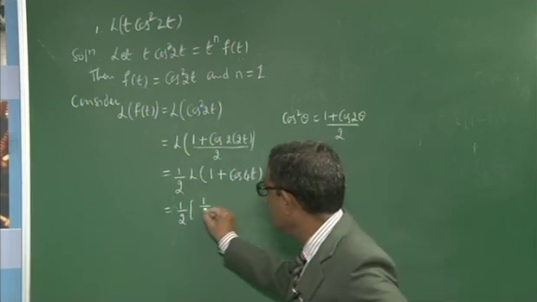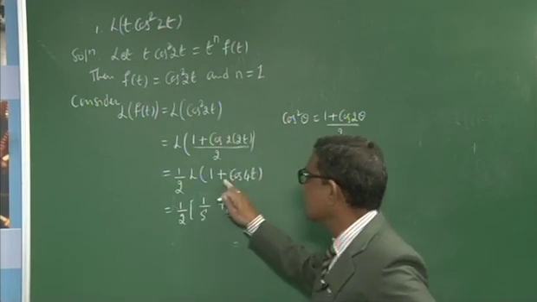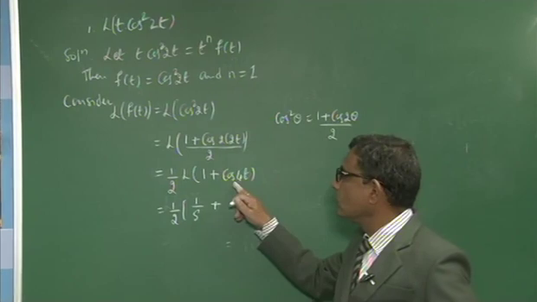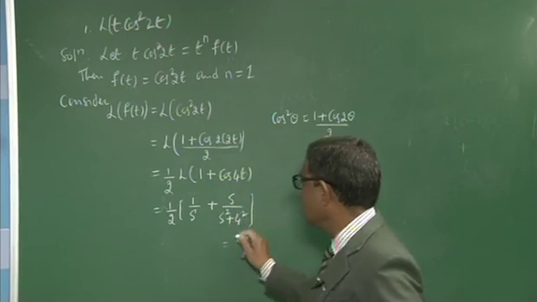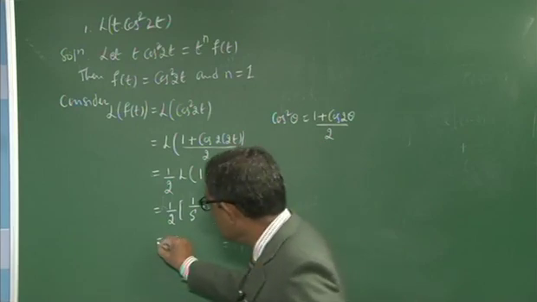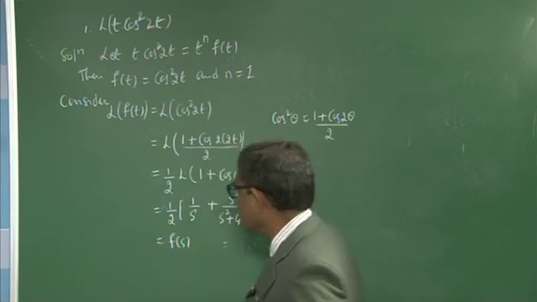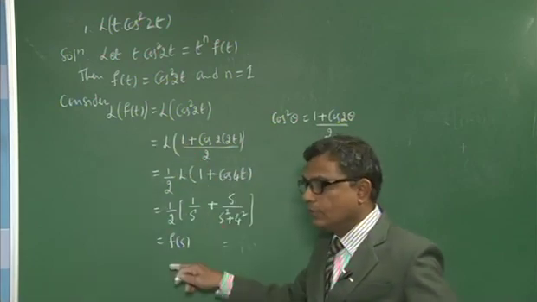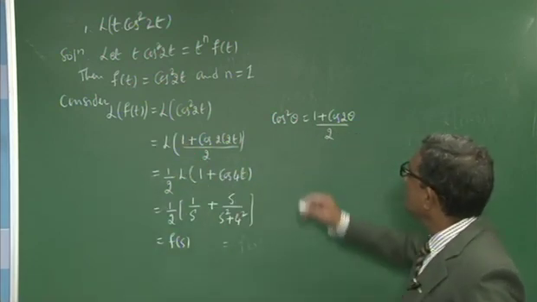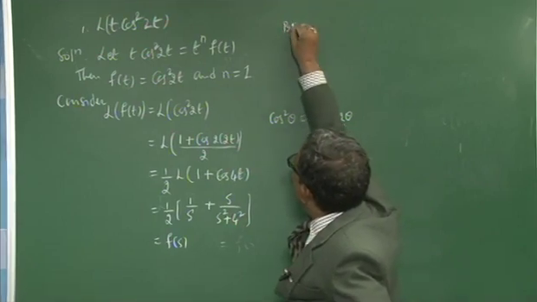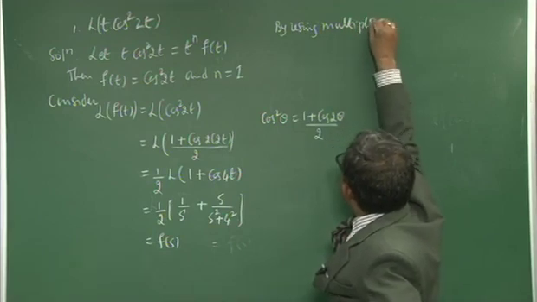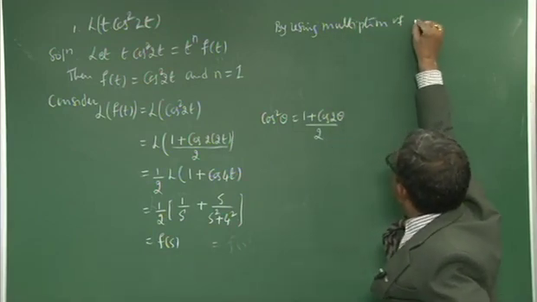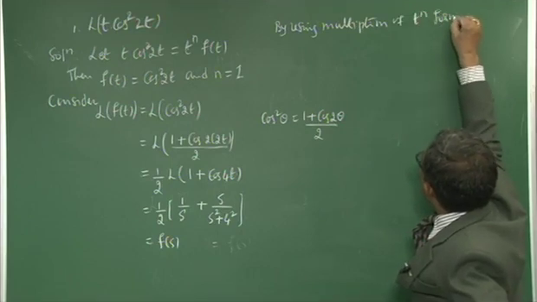Again, L of 1 is 1 by s, plus the second term, L of cos 4t, which is s divided by s square plus 4 square. Now, this is your f of s. Now, L of f of t equals f of s. Now, you can use the multiplication of t raised to n formula.